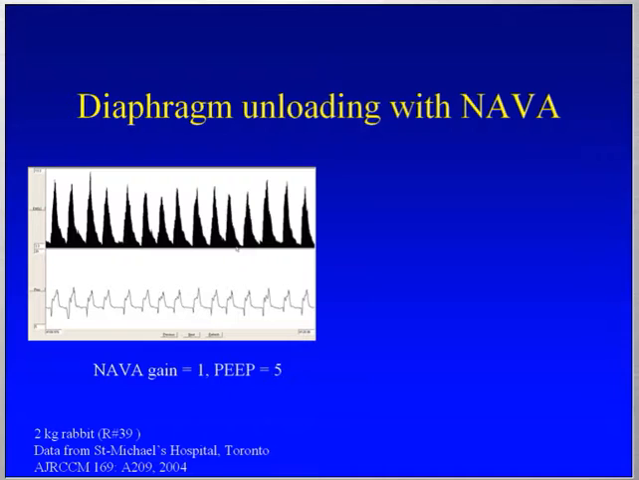Here's an example of NAVA implemented in a 2-kilogram rabbit who has an acute lung injury. We have on the top tracing the diaphragm electrical activity, so each one of these black triangles represents an inspiratory effort. And on the bottom, you have the airway pressure when the NAVA gain was set to 1. So we have a direct proportionality between the diaphragm activity and the airway pressure.